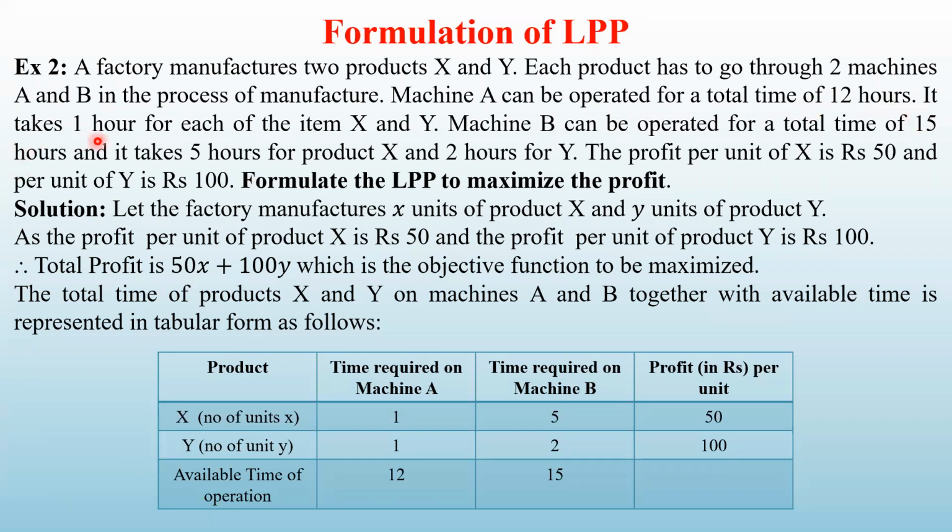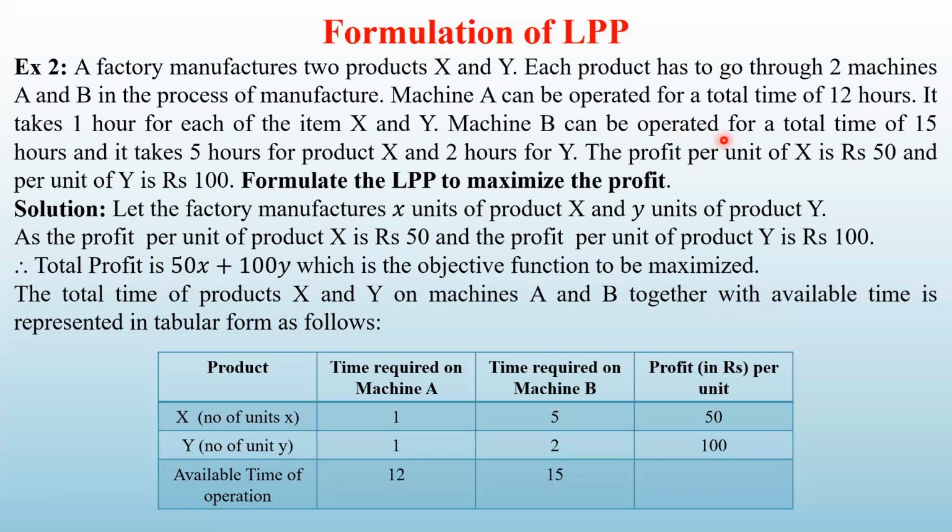It takes 1 hour for each of the item X and Y. यानी एक आइटम और एक यूनिट ऑफ X को कितने घंटे लगते हैं मशीन A पर? 1 आवर लगता है. और Y का भी एक यूनिट को 1 आवर. दोनों तरह के प्रोडक्ट, एक प्रोडक्ट ऑफ X has to go through machine A for 1 hour और Y का भी एक प्रोडक्ट को 1 घंटा. Look at the second question, second sentence.